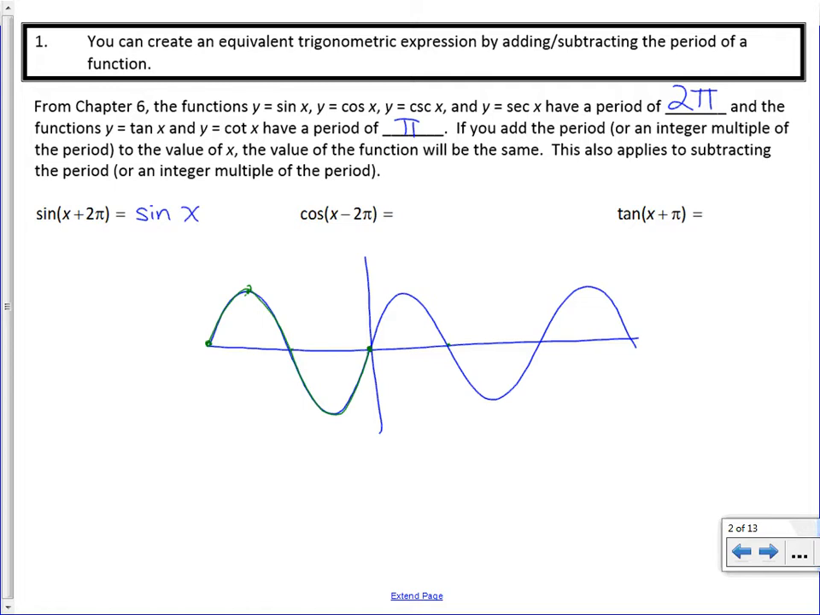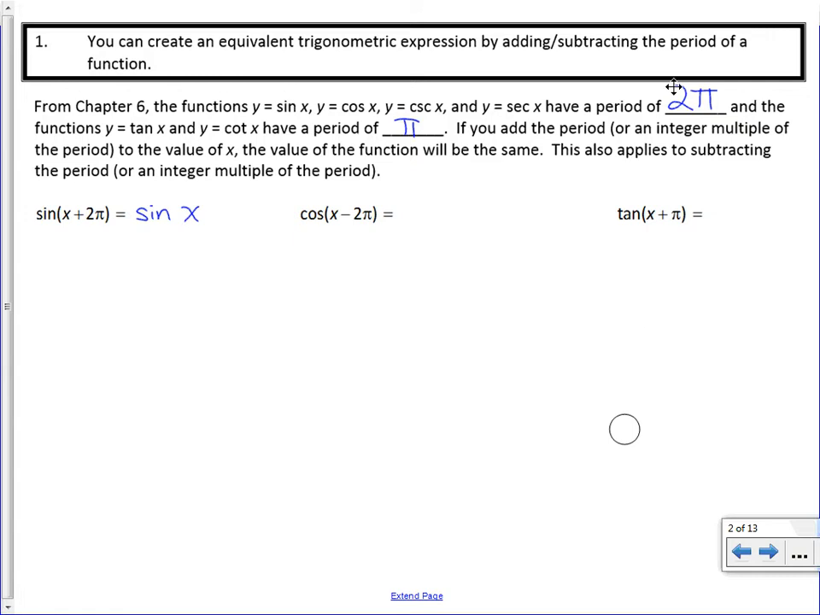You don't have to shift it at all, because a shift of 2 pi doesn't change the function. Does that make sense, everybody? So for cosine, I could go to the right, it would be the same deal. Remember, we only draw little pieces. Remember, these functions go on and on.